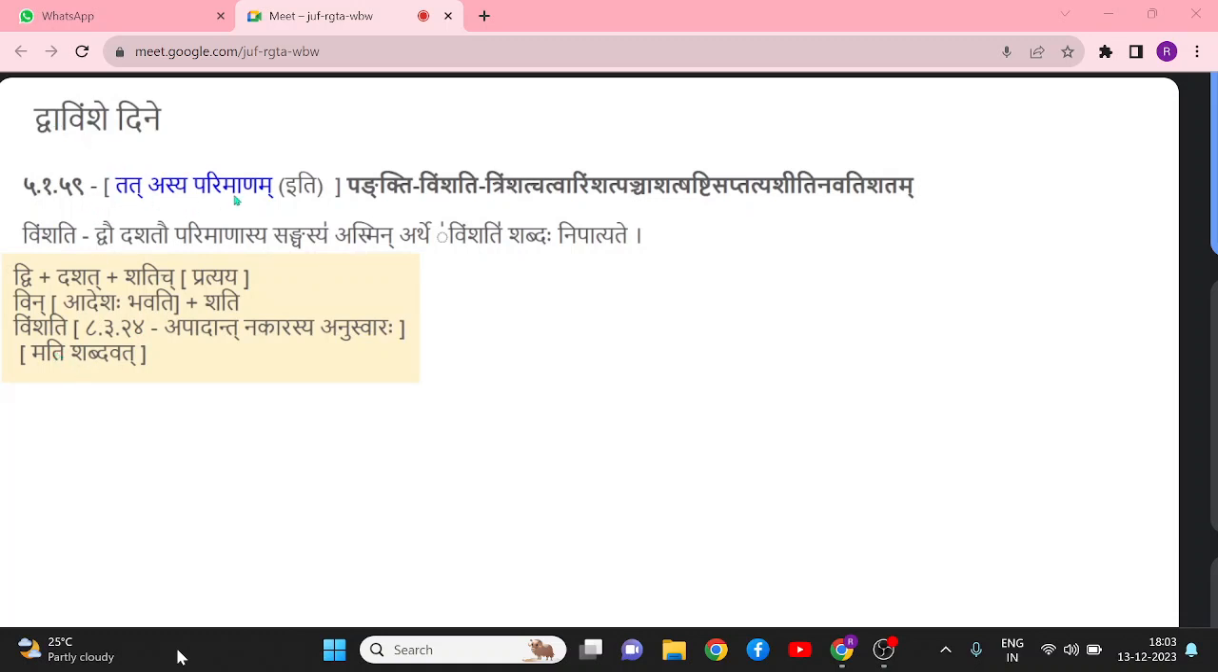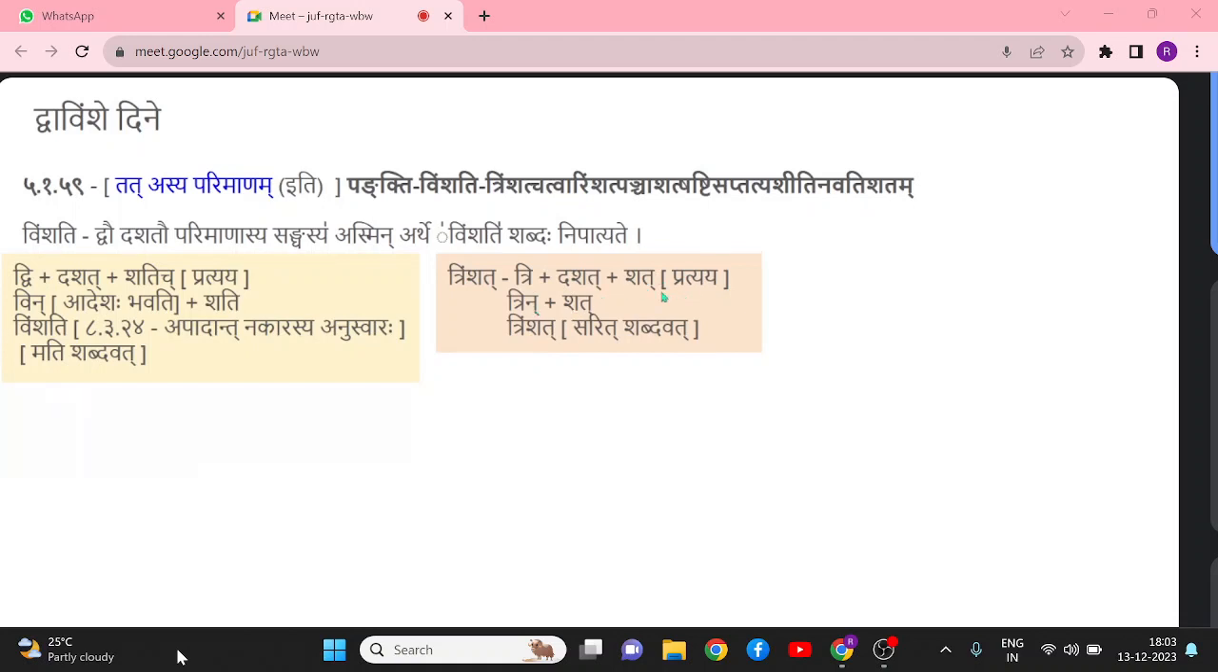And people who are interested, go through the sutras. So instead of dvi and dashat, there will be a vin, adesha bhavati, and the pratyaya shatich, cha gets knocked off and shati remains. So vin plus shatihi, and there is another sutra where the last nakara will be replaced by an anuswara. So that will become vimshatihi. So this will be like mati shabda. So this is how vimshati and trimshat, tri dashat, are derived.